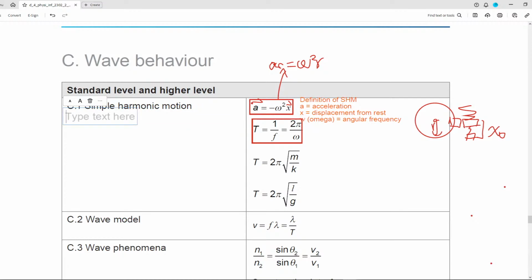So wait, why is that different? What's going on?